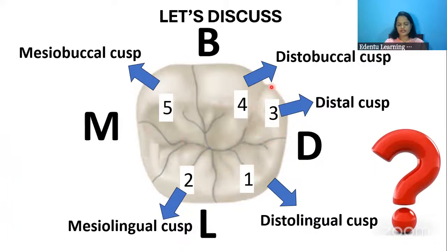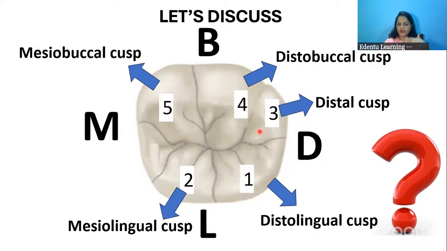The smallest cusp is seen in the number 3 region, that is the distal cusp. Okay, so you know that this is a mandibular molar picture, occlusal area, because five cusps are there. Now, out of these five cusps, the smallest cusp is seen in the number 3 region, so that is the distal cusp. And so this is the distal area and this is the mesial area.